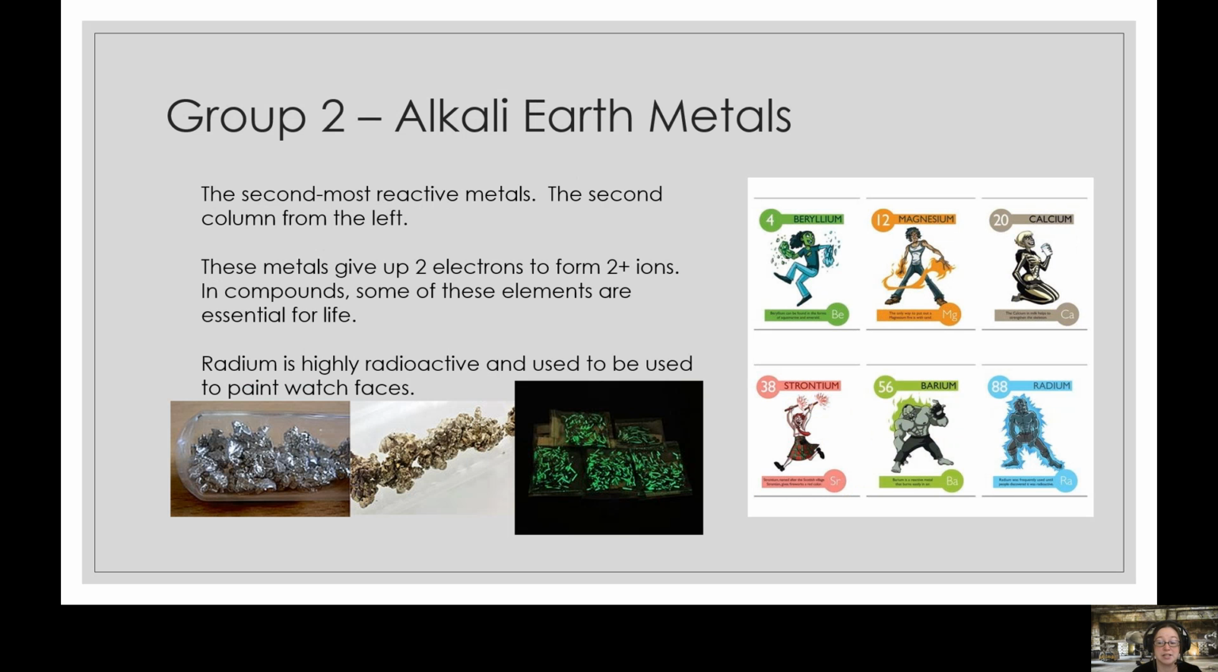Group 2 is the next column to the right of the alkali metals. It's called alkali earth metals. These are your second most reactive metals. These metals give up 2 electrons. They form 2+ ions and compounds. Some of these are essential for life. You have to have magnesium and calcium to function as a person.